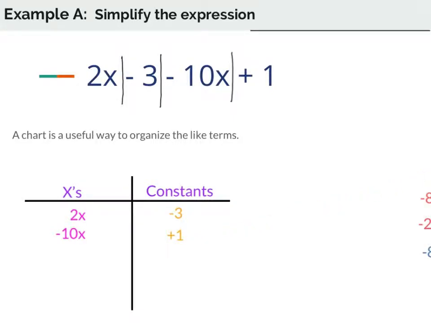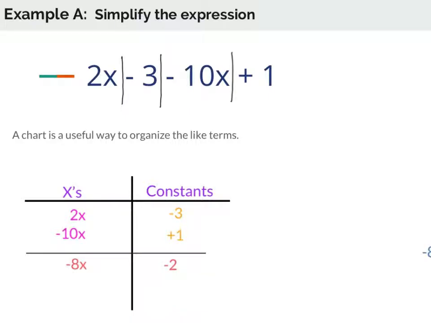Now that I've separated them, I'm going to combine them. Combine is just a fancy word for add. Luckily we've got our calculator, so if we don't know our integer rules, we can use our calculator. We can add 2 plus negative 10 in our calculator. So 2 plus negative 10 is going to give me negative 8x. Remember, bring down that x. Now I've got negative 3 plus 1. Again, I can use my calculator if I don't know my integer rules. Negative 3 plus 1 is negative 2.